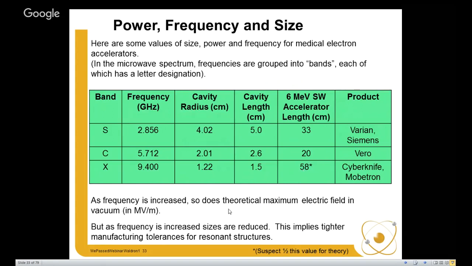As frequencies increase, so does the theoretical maximum electric field in vacuum. So really, if I want higher energy, it's desirable to go higher in frequency because my breakdown voltage goes up for a given energy. But that doesn't come as a freebie either. As frequencies increase, sizes are reduced. Now I have a manufacturing problem. I also now have to have a much tighter frequency spec that I'm going to operate over.